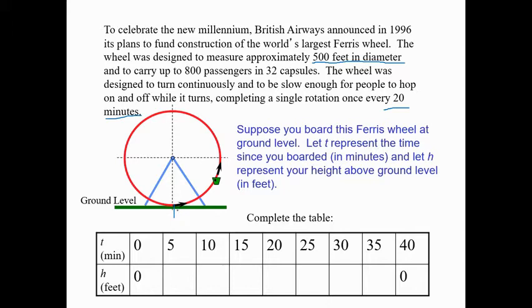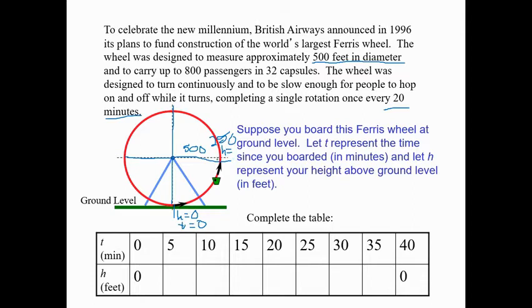Let time t, so our height would be equal to 0, and our t would be equal to 0. Okay? So t is going to represent the time since you boarded in minutes, and let h represent your height above the ground. Well, notice that along our diameters here, we know that these are 500 feet. All right? So what is half of 500? Yeah, half of 500 is 250. Okay? So that means that our h here is 250.